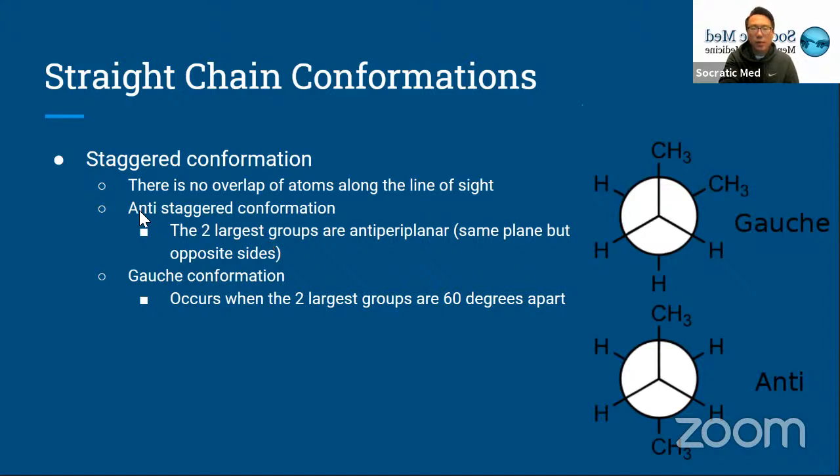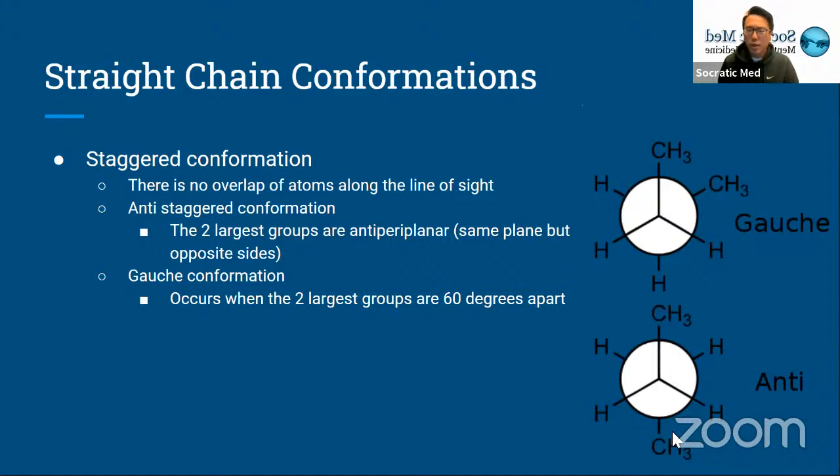The first type of staggered is anti-staggered. This is when the two largest substituents are anti-periplanar. This is when they're on the same plane, but on opposite sides. As you can see on the bottom, the two big methyl groups are on the same plane, since they're both on a solid line, but they're anti because they're directly across from each other. They're on opposite sides. This is pretty favorable because they're not in each other's space.